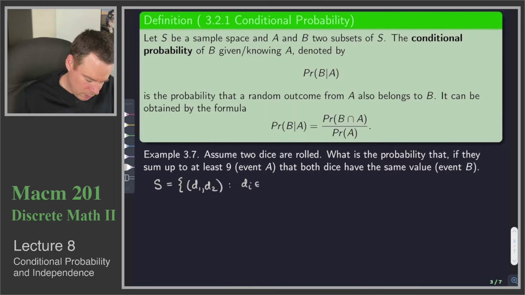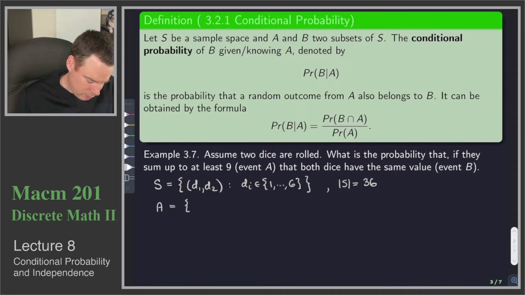So D1 and D2 are going to be values from 1 to 6. We're imagining it's a standard 6-sided die with values 1 through 6 on the sides. So that's our sample space S. It has size 36. What is event A? Event A is that the sum of the die rolls is at least 9.